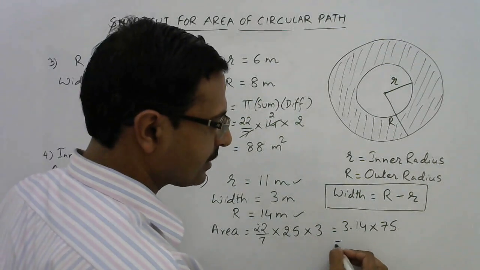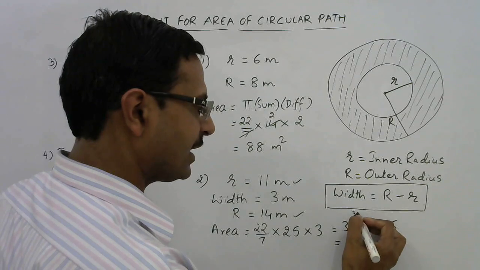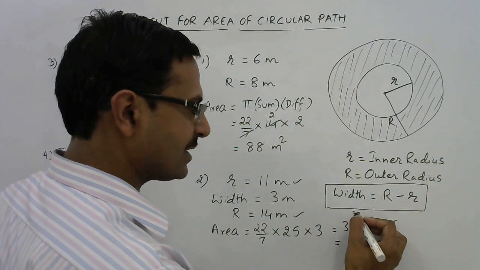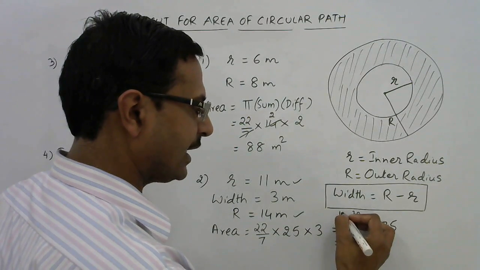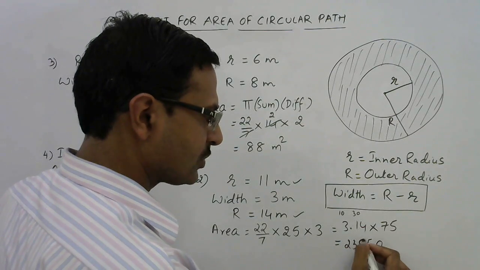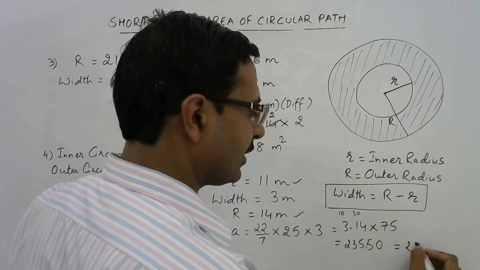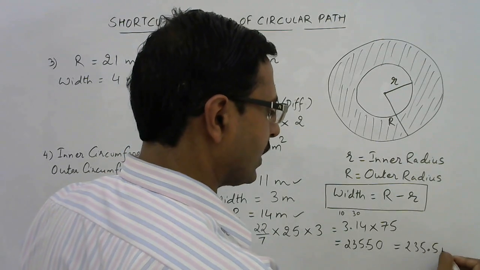So what will be the answer? 75 into 4 is 300. So we have 30 carry. 75, 105. So 5 and 10 carry. 225, 235. So we'll put a decimal here, giving you the final answer, which is 235.5 square meters.